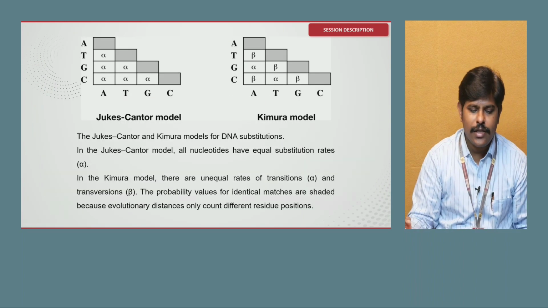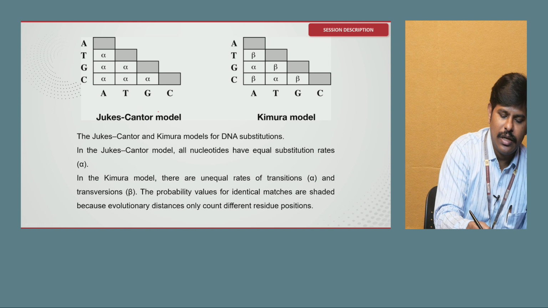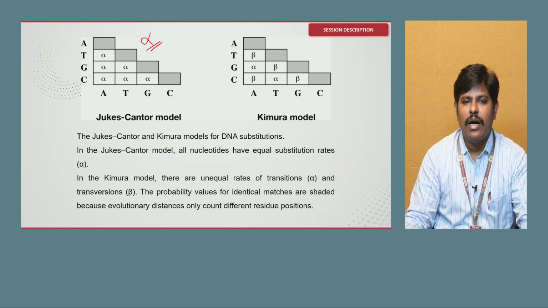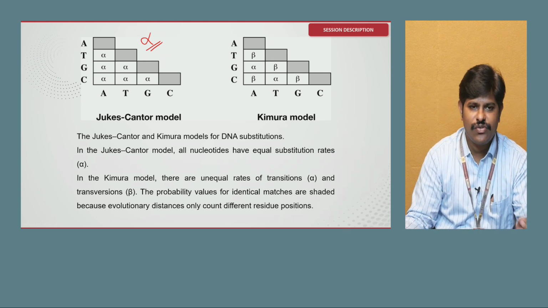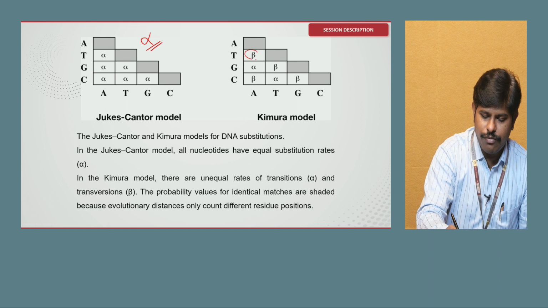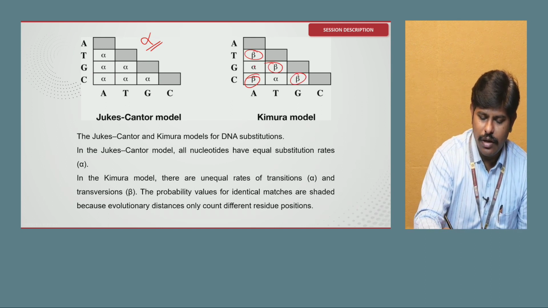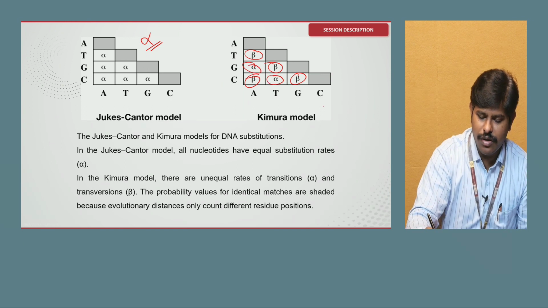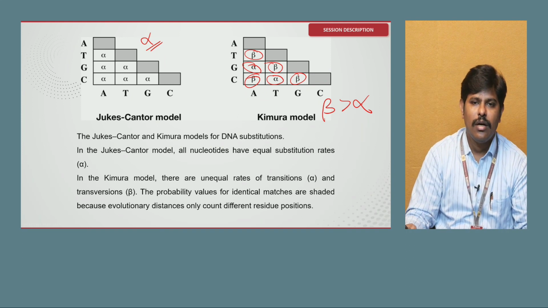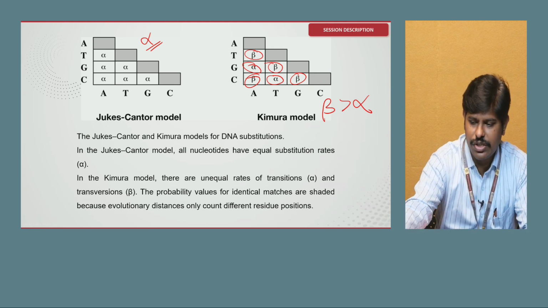Based upon these ideas, the Jukes-Cantor model uses a value of alpha, the substitution rate, and assumes that all are the same: transitions and transversions are the same and the same score will be given to them. Whereas in the Kimura model, for the 4 transversions, beta is a higher value, and for the 2 transitions, alpha is a smaller value. So beta is greater than alpha, used in phylogenetic tree construction.